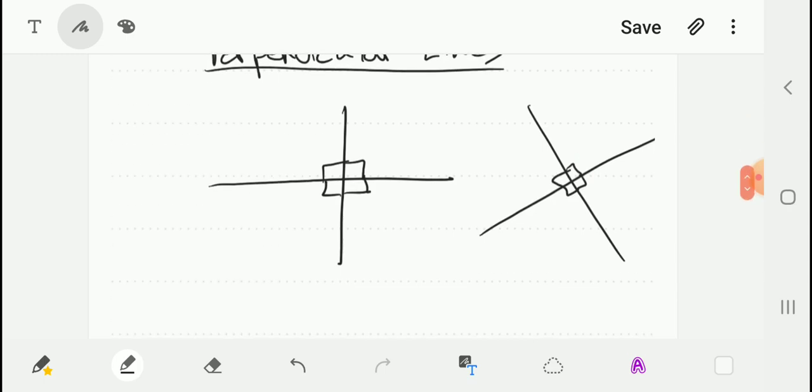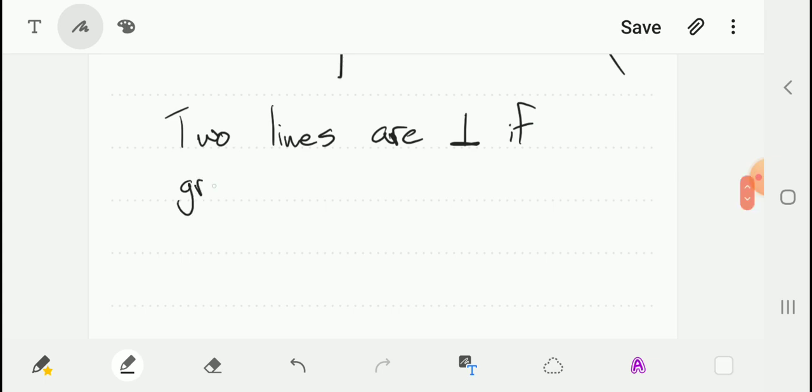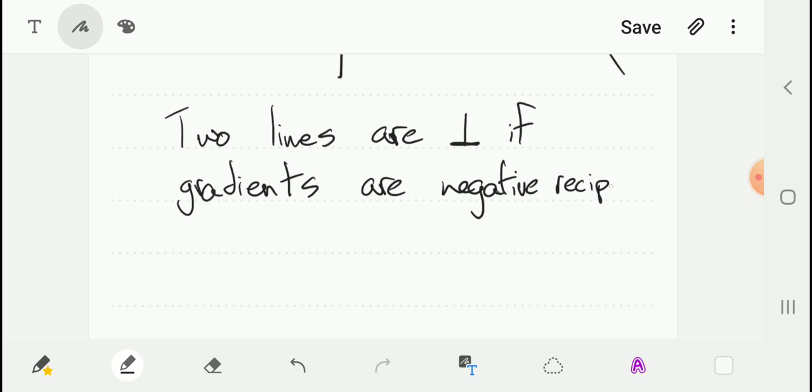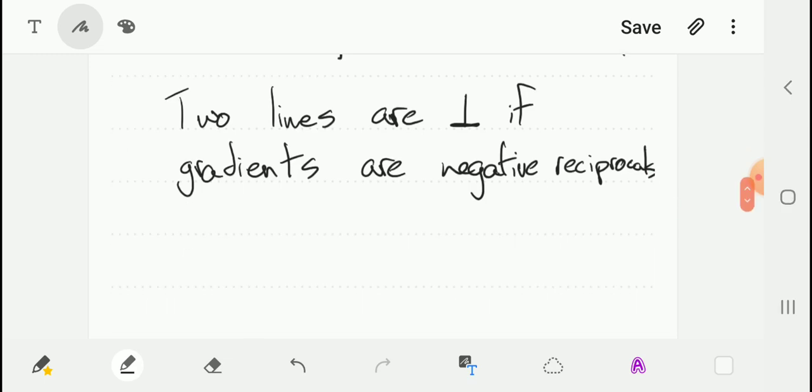Now the way that we identify these perpendicular lines: two lines are perpendicular, I'm just going to use this symbol, if the gradients are, and here's our special word, negative reciprocals. What does that mean? Negative reciprocals. I should put an S there. What does this mean?